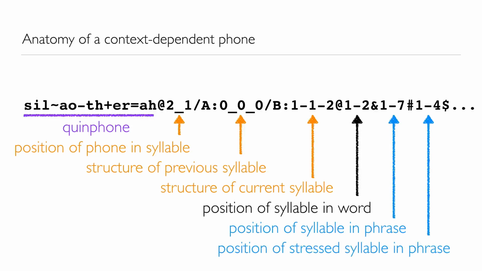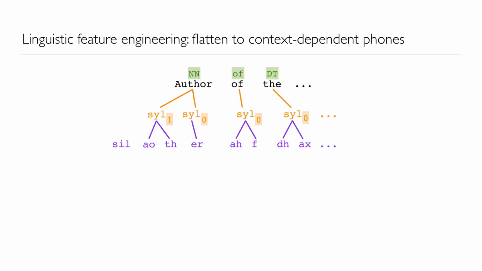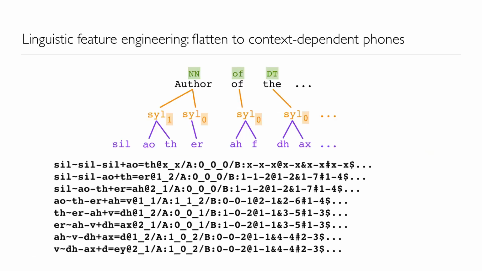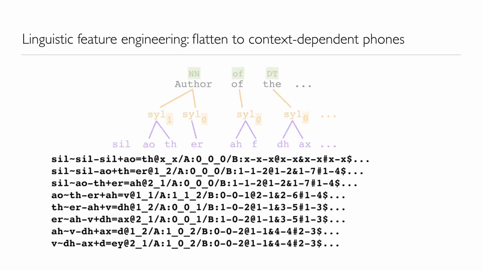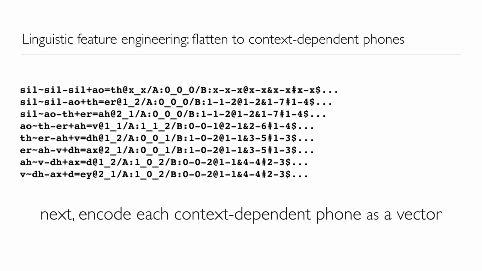And we have a lot of other features as well, like the parts of speech and the positional features of the words within the phrases, and whatever features we can add. Some of them are encoded as numerical features, and most of them are encoded as binary features. So with this, we have done the flattening to the context dependent phones. Here is a sequence of all those context dependent phones. The next step is to encode each context dependent phone as a vector. We will look into the details of how we are going to do each one of them.